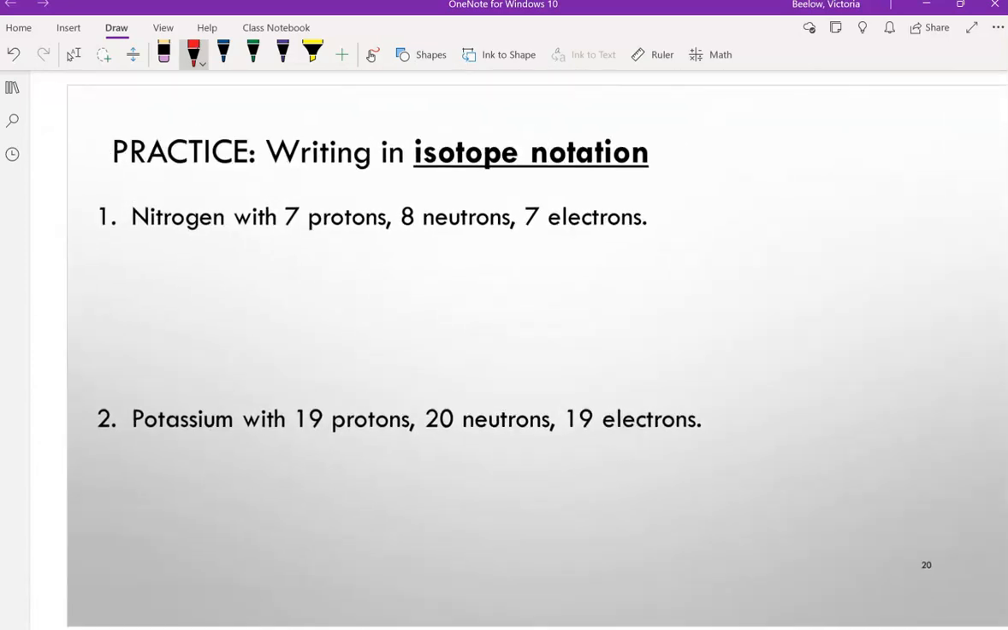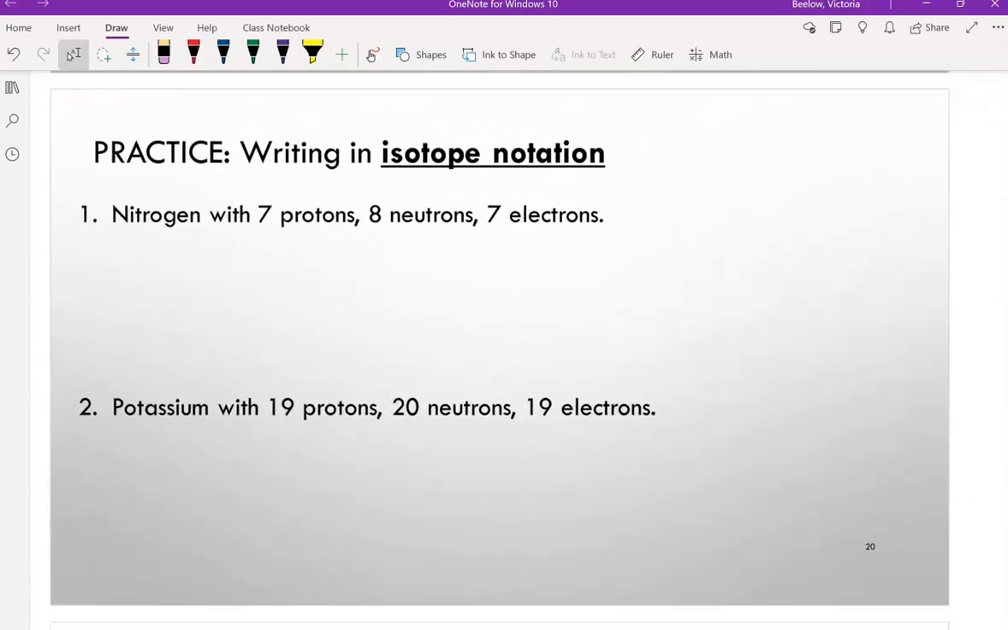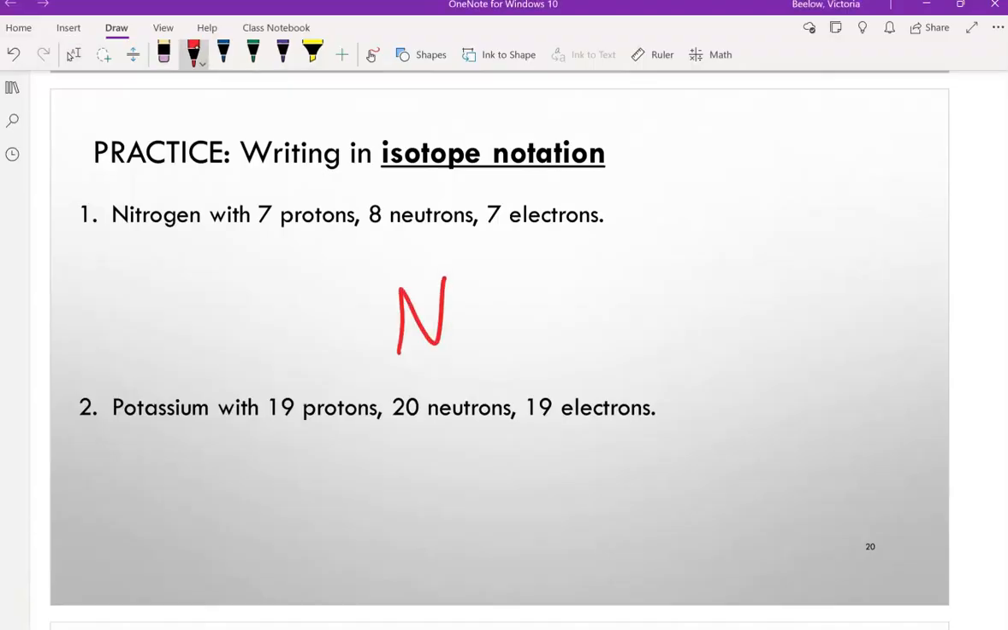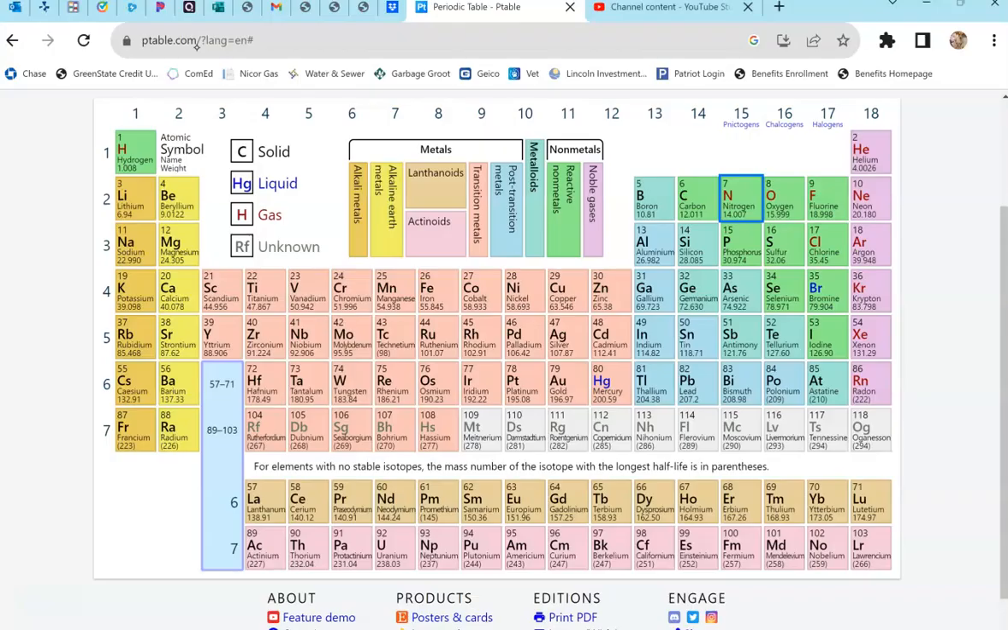All right, so let's do a few example problems. Number 1, we have nitrogen with 7 protons, 8 neutrons, and 7 electrons. Nitrogen on the periodic table is right here. It has the chemical symbol N. If I didn't tell you what the element was, another way to figure that out would be the number of protons. It says 7 protons, and on the periodic table nitrogen has the atomic number 7.